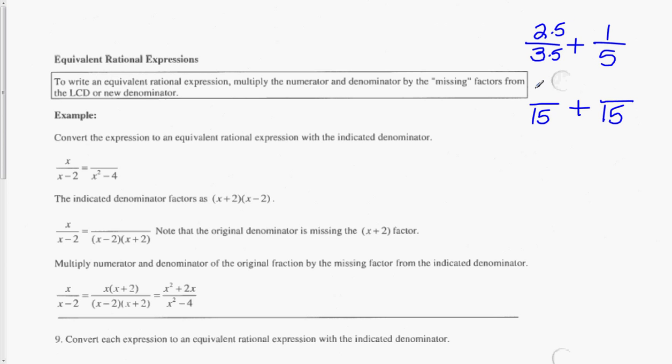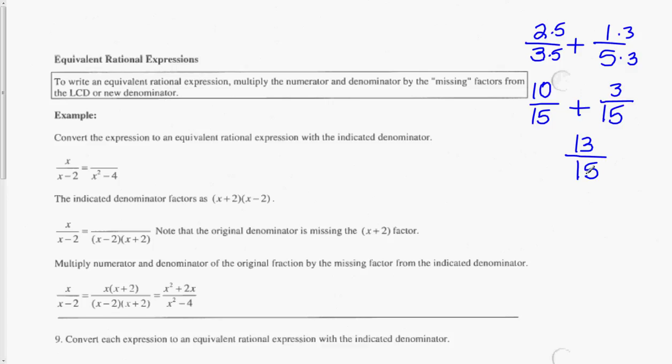I have to do that to the top. That would make me a 10 over 15. 5 goes into 15 3 times. So 1 times 3 on top gives me 3. And then you could add. I think that's different than one that we did just on the previous page, but you get the idea.